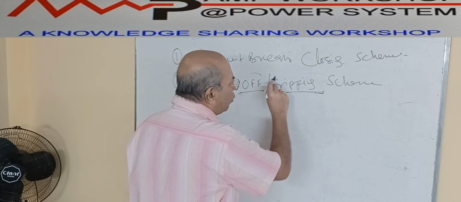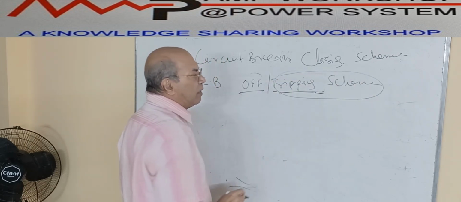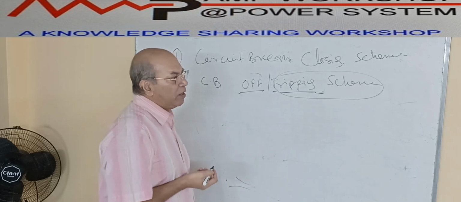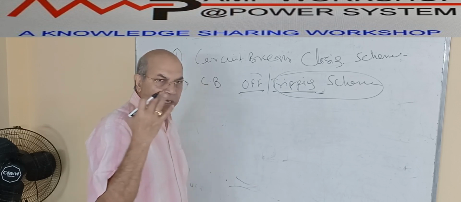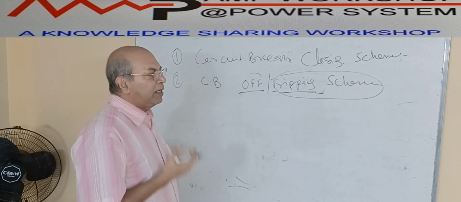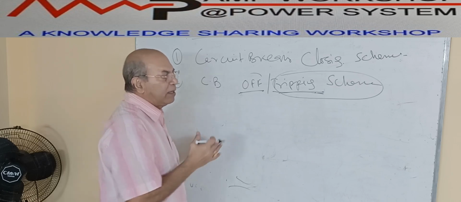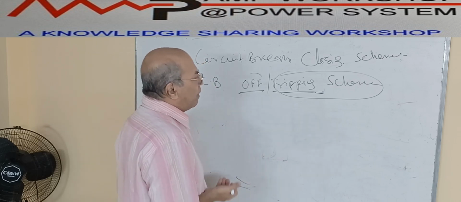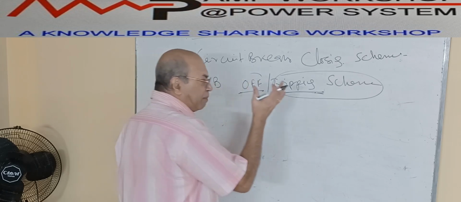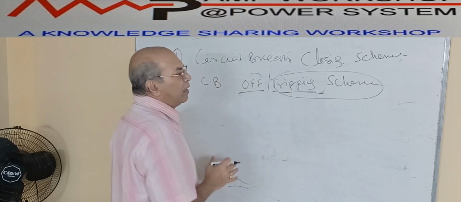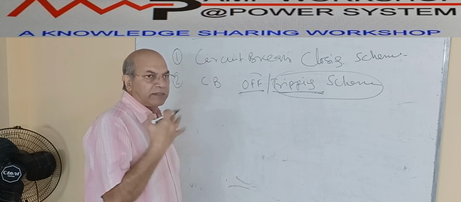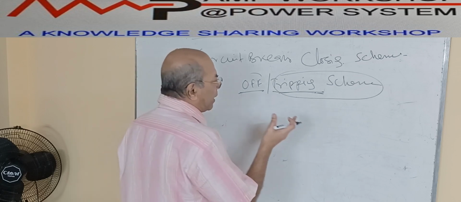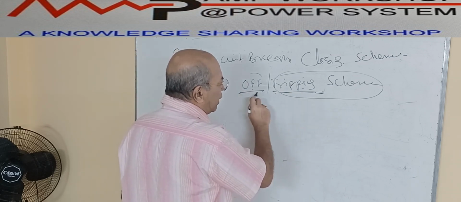So in that case, we do not close the circuit breaker immediately without investigating the reason why the breaker has opened. But if I open the breaker manually, intentionally, then I know I have opened the breaker. In that case, immediately I can close the breaker. But when the breaker gets tripped, it means it has happened due to some fault or some abnormal condition of the circuit. So we will not close the breaker.